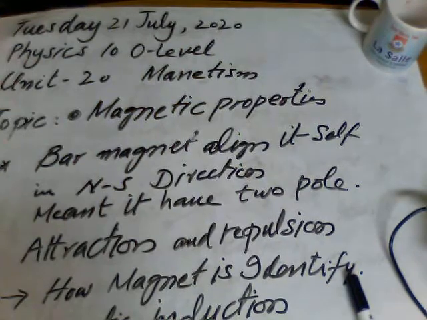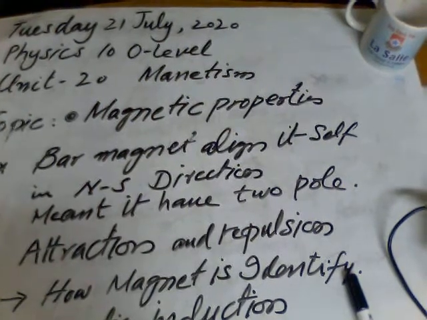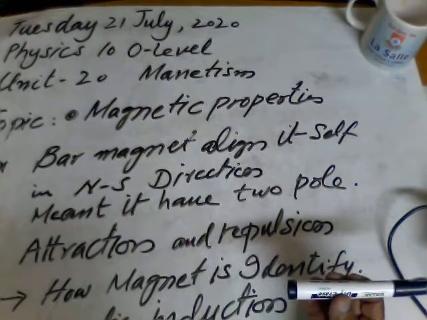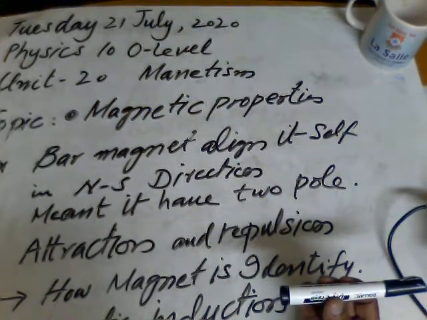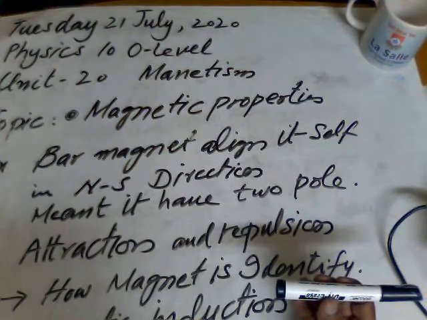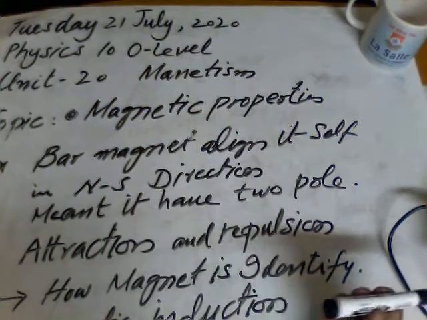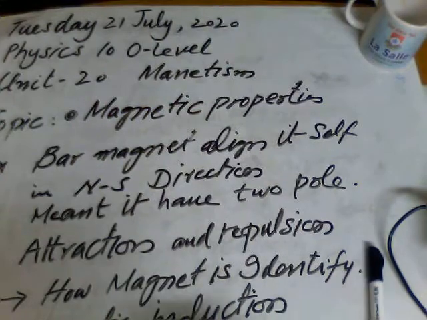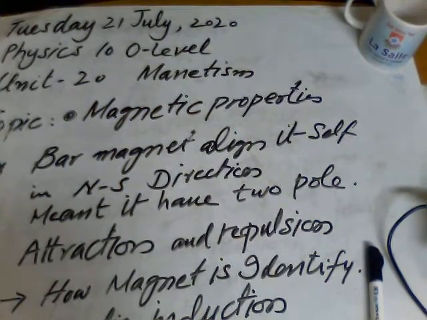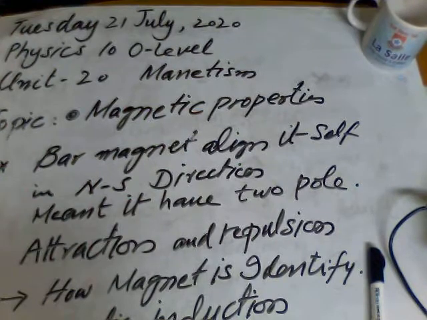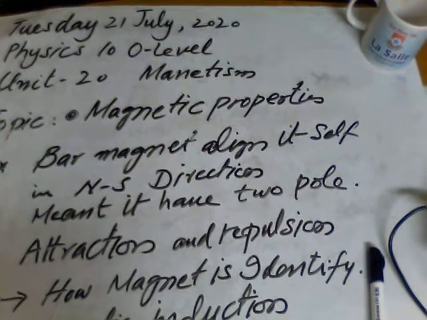Yesterday I told you that if a bar magnet, meaning a small piece of rod or a rectangular shaped piece, whose length may be 6 inches, 1 foot or half a foot, whatsoever, is hanged freely in air with a string or a thread, it aligns itself in the north and south direction of the earth.